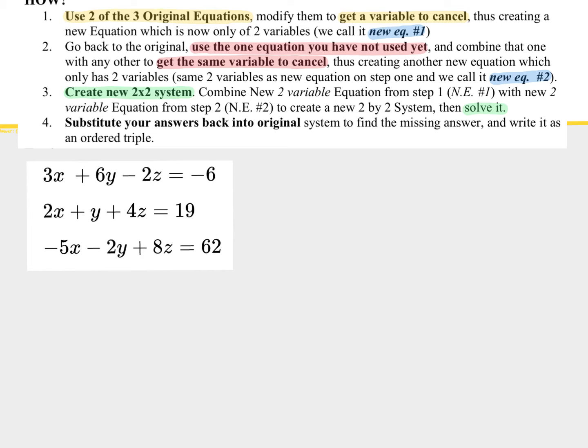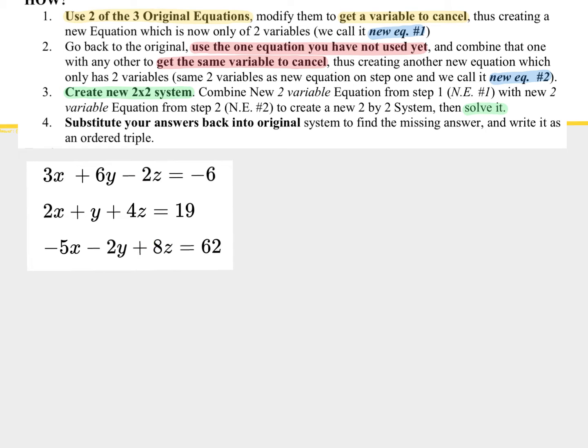Ladies and gentlemen, step one on solving a 3x3 system is to pick two out of the three original equations and get a variable to cancel. So the first task is to look at your x's, 3, 2, -5. Look at your y's, 6, 1, -2. Look at your z's, -2, 4, and 8.